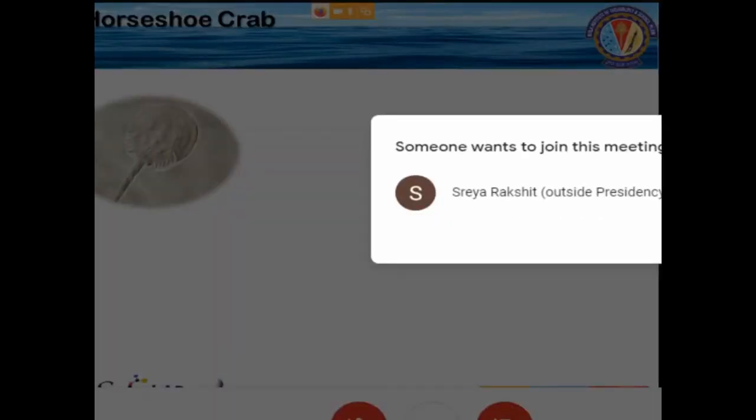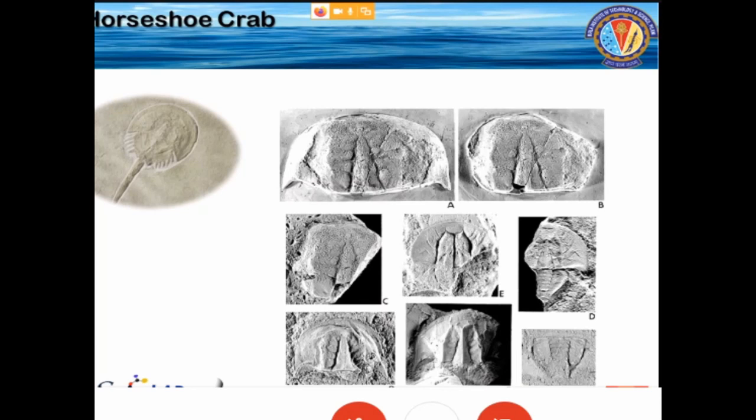Now, what you can see on the screen is the fossil of a primitive horseshoe crab known as Mesolimulus walchi, which was found in the upper Jurassic layers of what you know as Bavaria in Germany. And this is one of the earliest reports of fossil, or earliest dated fossils, of horseshoe crab that has been found till now. There have been further reports of primitive horseshoe crab fossils.